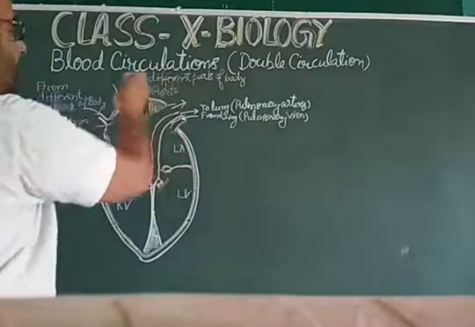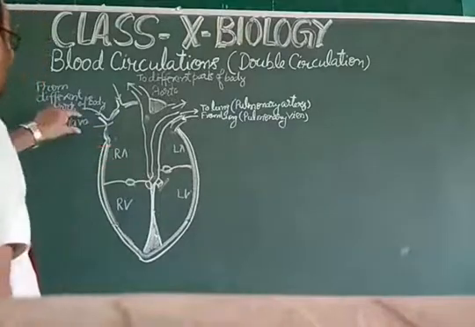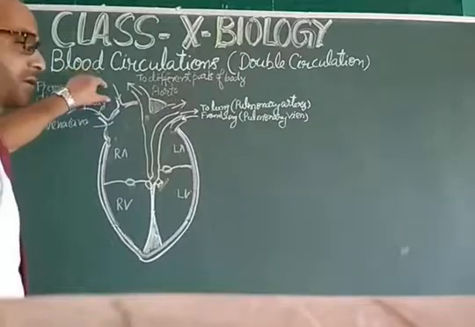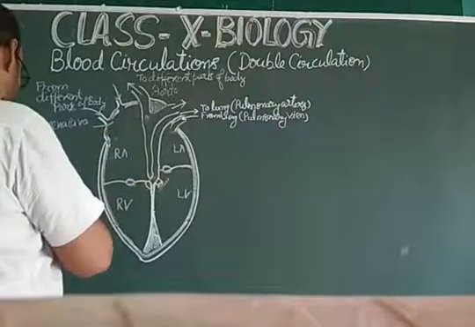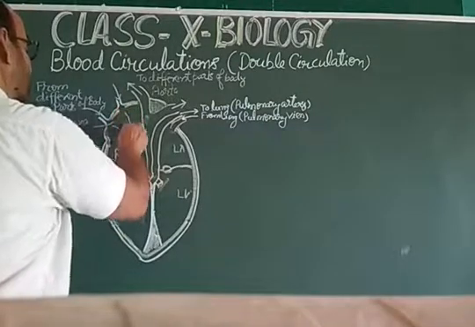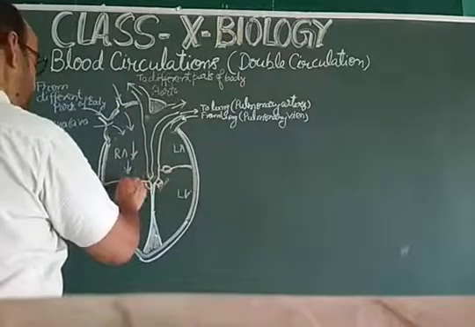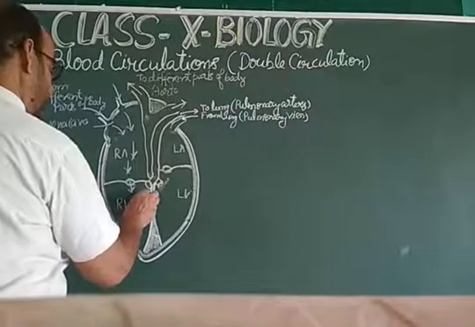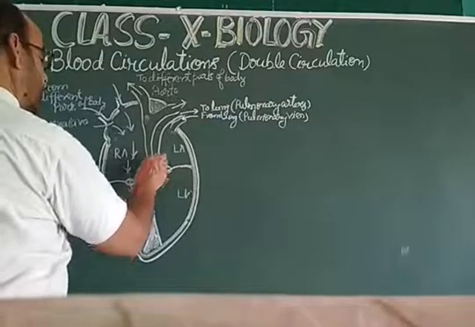So these are the two big blood vessels, vena cava and aorta. From the vena cava, blood is coming from the different parts of the body, and that blood is the deoxygenated blood. This deoxygenated blood is coming into the right atrium, and it is going to the right ventricle.